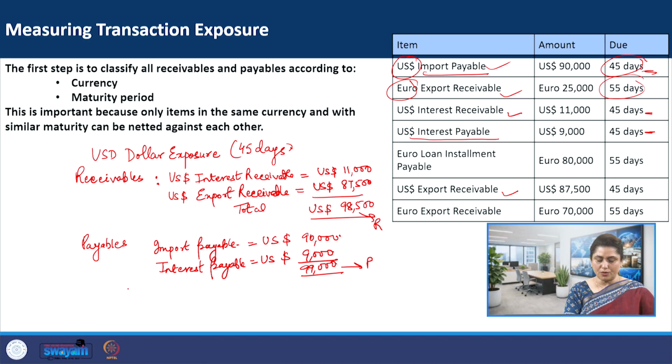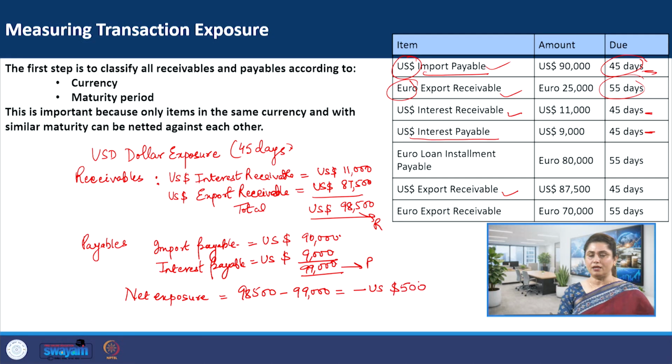So what is our net exposure? Net exposure is going to be 98,500 minus 99,000. So this means it is minus US dollar 500. So we are short, and this is our liability here. Now had it been 55 days, then it would not have come in this particular calculation. It would have been considered separately.